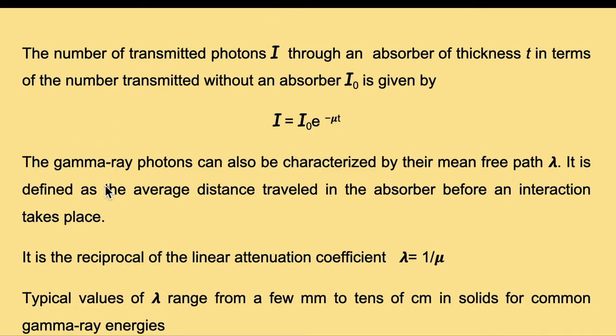That is why you are saying that this mean free path is the reciprocal of the linear attenuation coefficient. Lambda equal to 1 by mu, and you are now considering this mu as the probability, which is the sum of these three. And typical values of lambda range from a few millimeters to tens of centimeters in solids for common gamma ray energies.